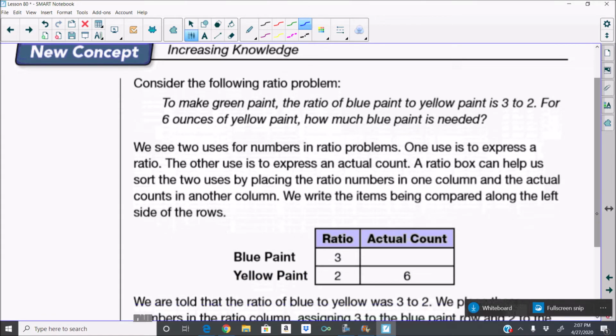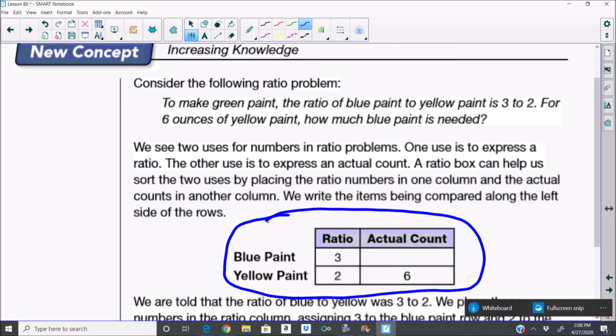Okay, hang on, because this actually is way easier than it probably looks. We see 2 uses for numbers in ratio problems. One use is to express a ratio. The other use is to express an actual count. A ratio box can help us sort the 2 uses by placing the ratio numbers in one column. So here's a ratio box. That's what they're talking about when they say that. That's the whole thing.